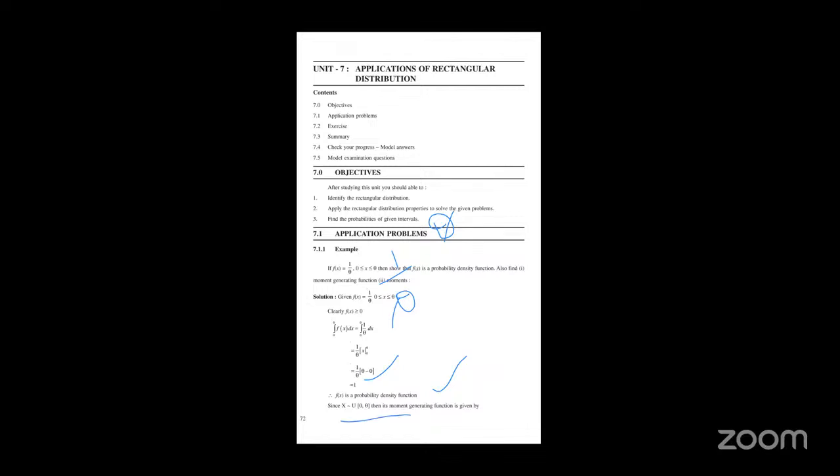Since x is a continuous random variable following the uniform or rectangular distribution with parameters 0 and theta, 0 comma theta, then its moment generating function. Now, first we said f of x is a probability density function. Now we are finding the moment generating function.